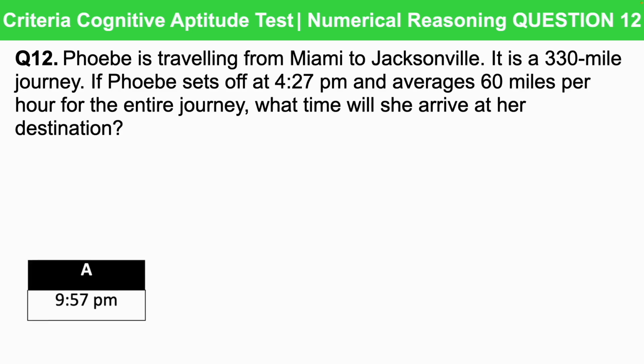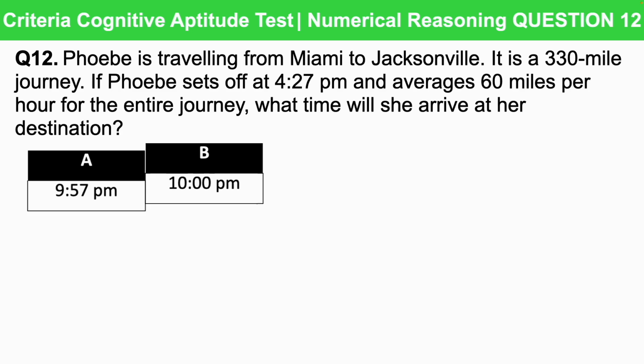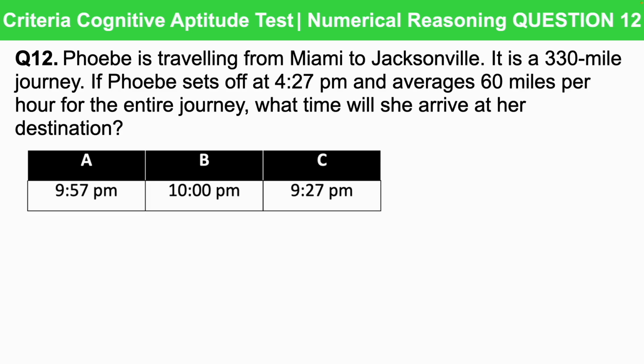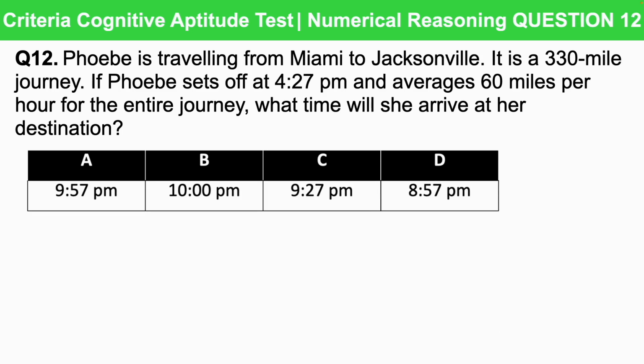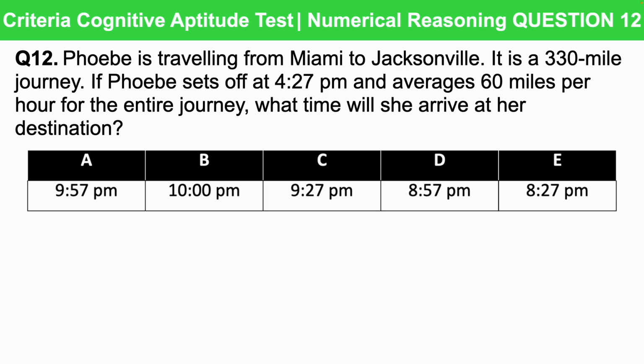Now, is it A, 9:57 p.m, B, 10 p.m, C, 9:27 p.m, D, 8:57 p.m, or is it E, 8:27 p.m? You have 12 seconds on the timer, starting now.